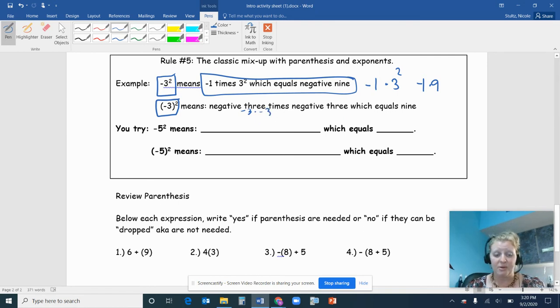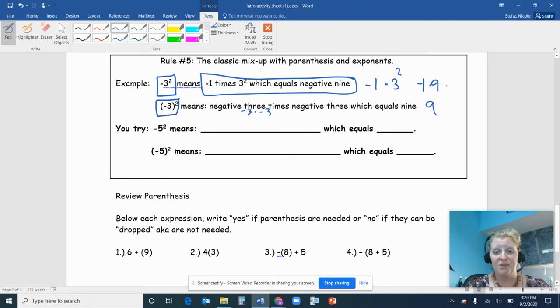So those parentheses hold a lot of power here. They actually mean something different. They mean, hey, they want you to do the -3 times itself versus the previous one, which wanted you to just do 3 times 3 and then throw in the -1. So that's something to watch out for. So if you do -3 times -3, well, you get +9.